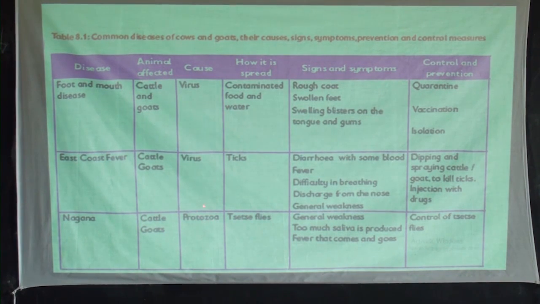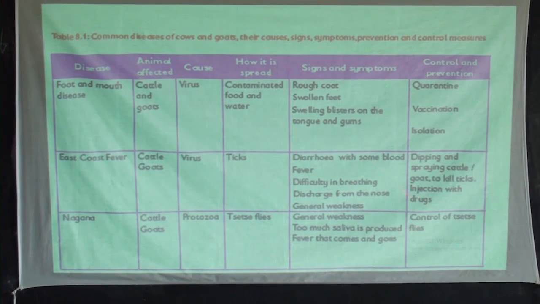So some of these germs are carried by vectors, and some are just spread through close contact. In this case of Nagana, the protozoa that causes Nagana in animals is carried by tsetse flies. So since it is spread by tsetse flies, this qualifies the disease to be a parasitic disease.